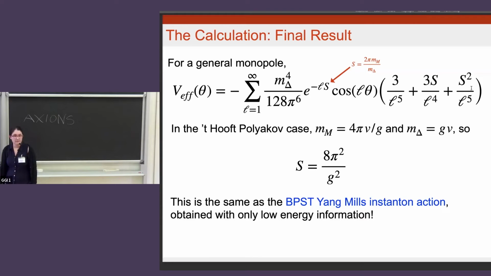It doesn't have to be. That's the example we talk about, but this effect is general. This form of the potential is general. It doesn't rely on the fact that you have 't Hooft-Polyakov, that specific form.